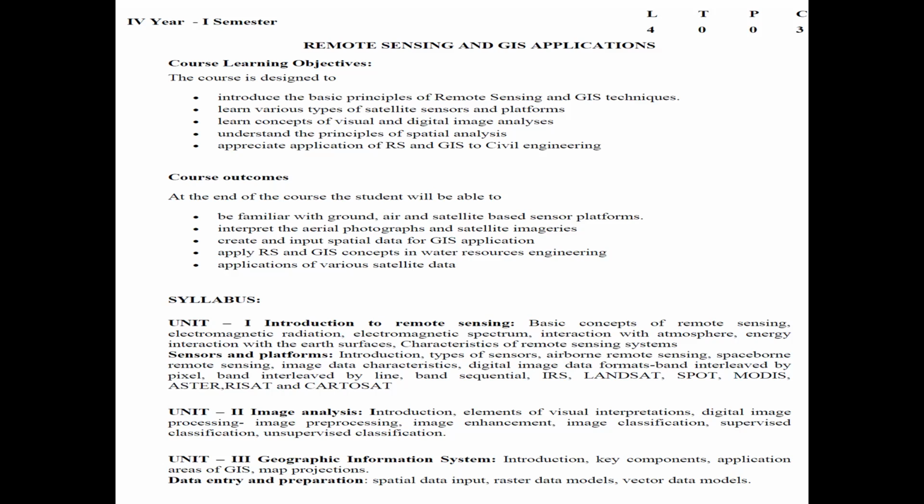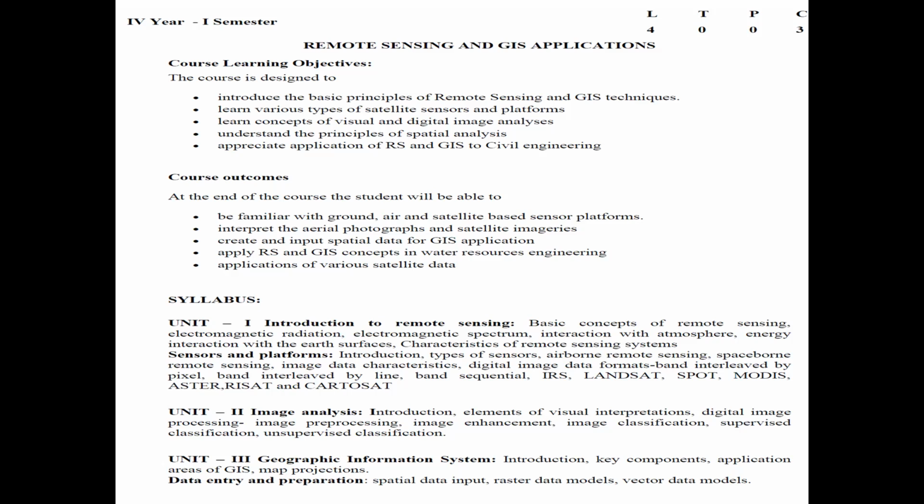And apply RS and GIS concepts in water resource engineering also. The information is also gathered using these RS and GIS concepts. Another one: application of various satellite data, also gathering from satellite data. How to gather it? These are the applications in the satellite system, and satellite data analysis. This is the outcome the student will be able to achieve in this subject.